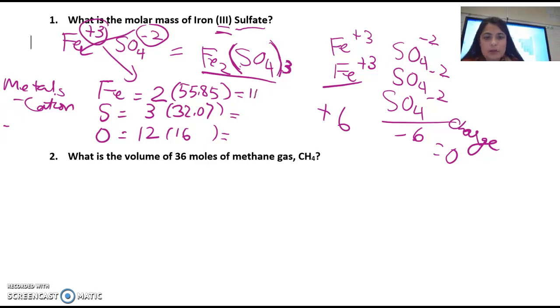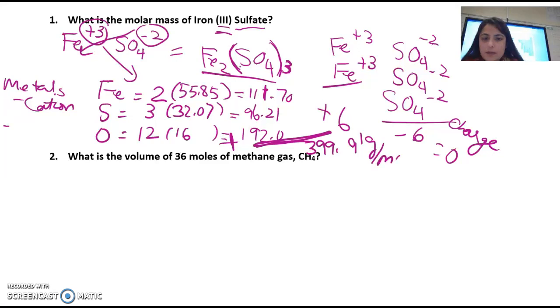111.70, and then 96.21, and then 192.0. Next thing you do is, you're not done yet, okay? You have to add these up. Add all of them up, okay? And you should get 399.91 grams per mole. And this is your molar mass, all right? So that's how you do that.